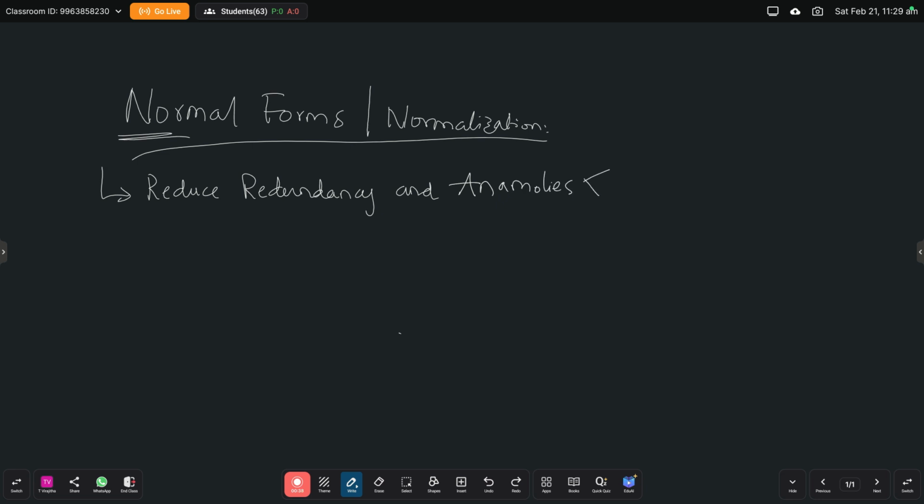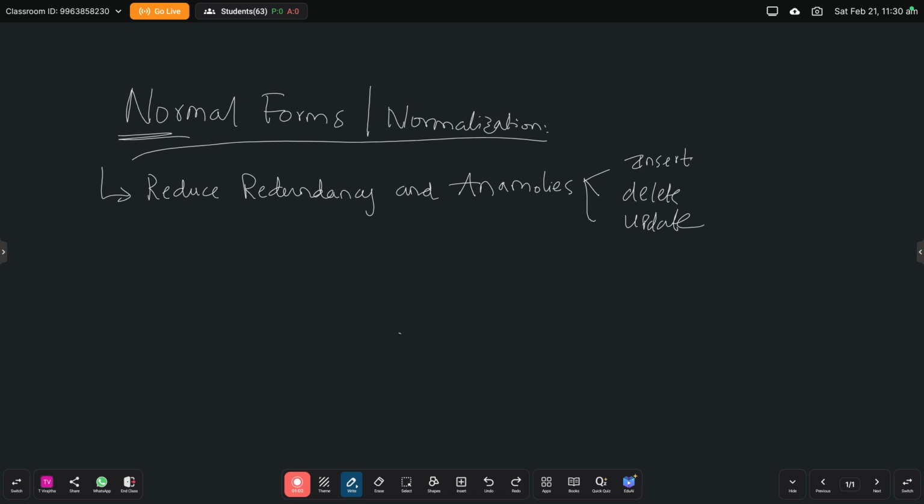So what are the different anomalies we have seen? Insert, delete, update. So in order to reduce the redundancy and also to remove anomalies, that is insert, delete, update, we are going for normalization or normal forms.